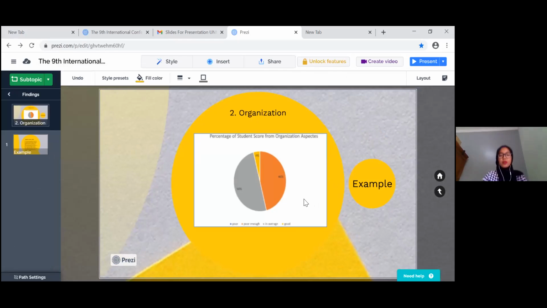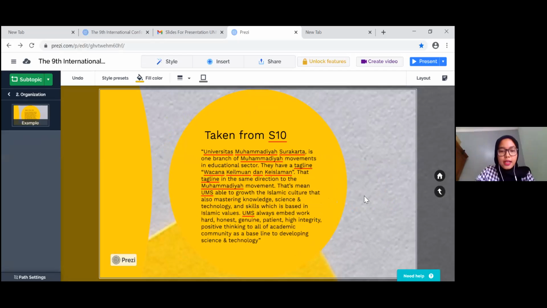And then next, for the organization, 50% of students of civil engineering have average score of organization aspect, and then 46% of students of civil engineering have fairly poor analysis of organization, and then only 4% that is good to excellent. So this is the example taken from student 10 from the original work. We think that this organization is good, but it will be better if the students have connecting signs such as therefore, moreover, thus, or however, and so on and so forth.